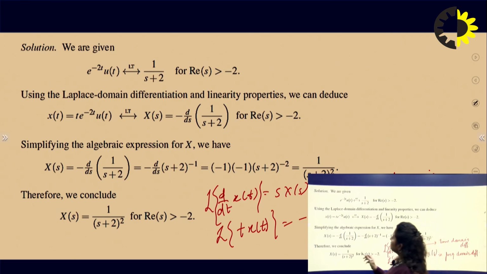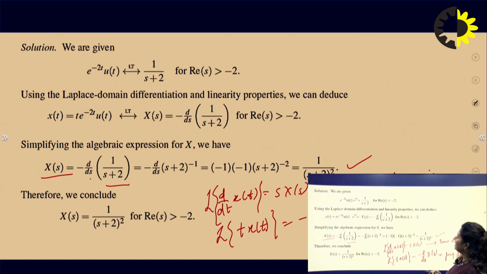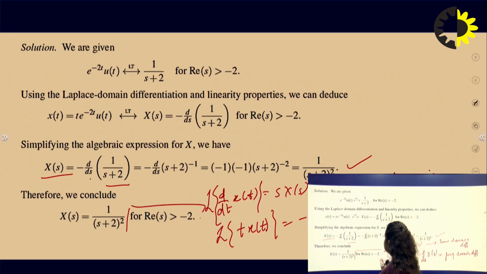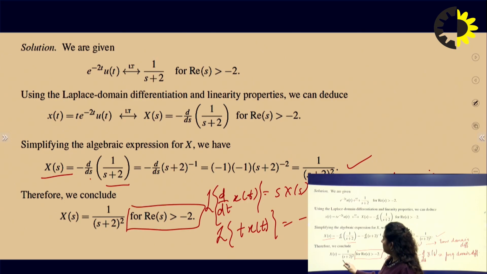So here we are using frequency domain differentiation. So X(s) is equivalent to minus d by ds of the given term, that is e to the power minus 2t u(t), 1 upon s plus 2, and that will be minus d upon ds of (s plus 2) to the power minus 1, and when you solve it, it will give you 1 upon (s plus 2) whole square. So we have the ROC region, that is real of s greater than minus 2, because both the poles exist at minus 2 value.